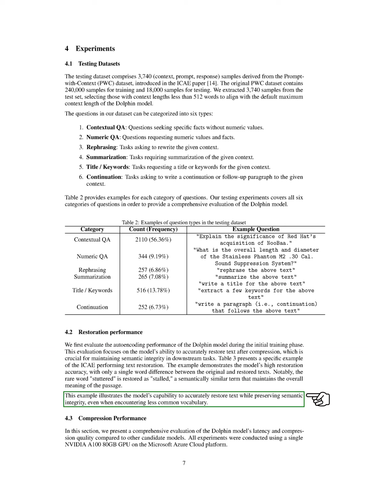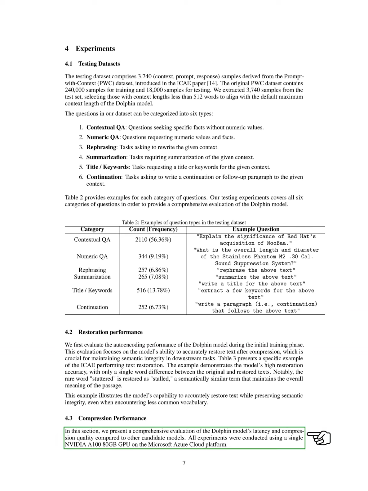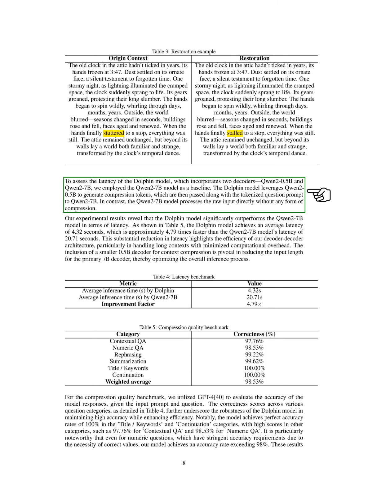Section: Compression Performance. In this section, we evaluate the Dolphin model's latency and compression quality against other models. We conducted all experiments on a single NVIDIA A100 80GB GPU using the Microsoft Azure Cloud Platform. To measure latency, we used the Qwen2-7B model as a baseline, while the Dolphin model utilizes 2 decoders, Qwen2-0.5B for generating compression tokens and Qwen2-7B for processing.